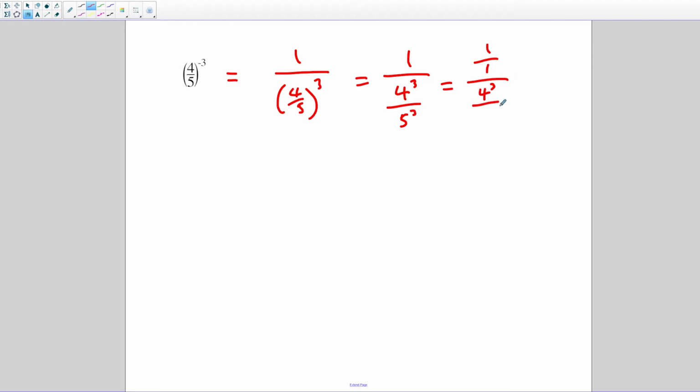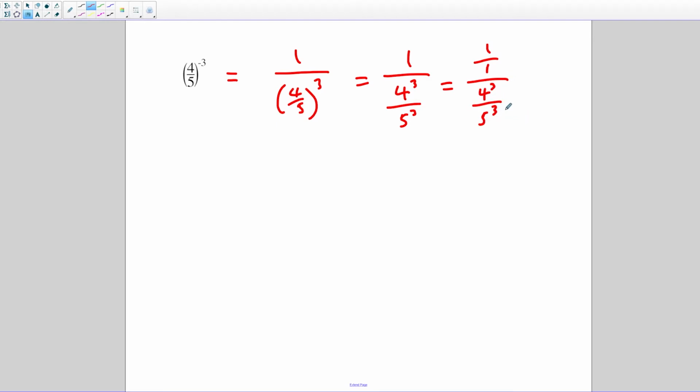If we think back to our negative exponent law, I can actually rewrite this expression as 1 over (4 over 5) to the power of positive 3. I can then go ahead and distribute that 3 to both the 4 and the 5, which leaves me with 1 over 4 cubed over 5 cubed. I'm going to rewrite this one as 1 over 1, and then once again 4 cubed over 5 cubed on the bottom.